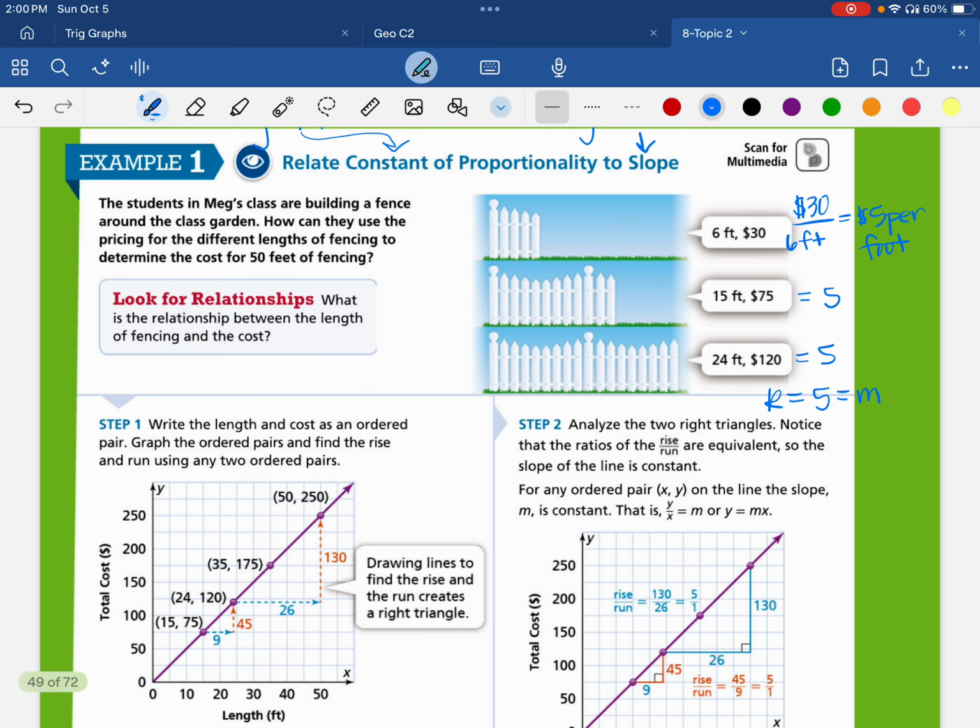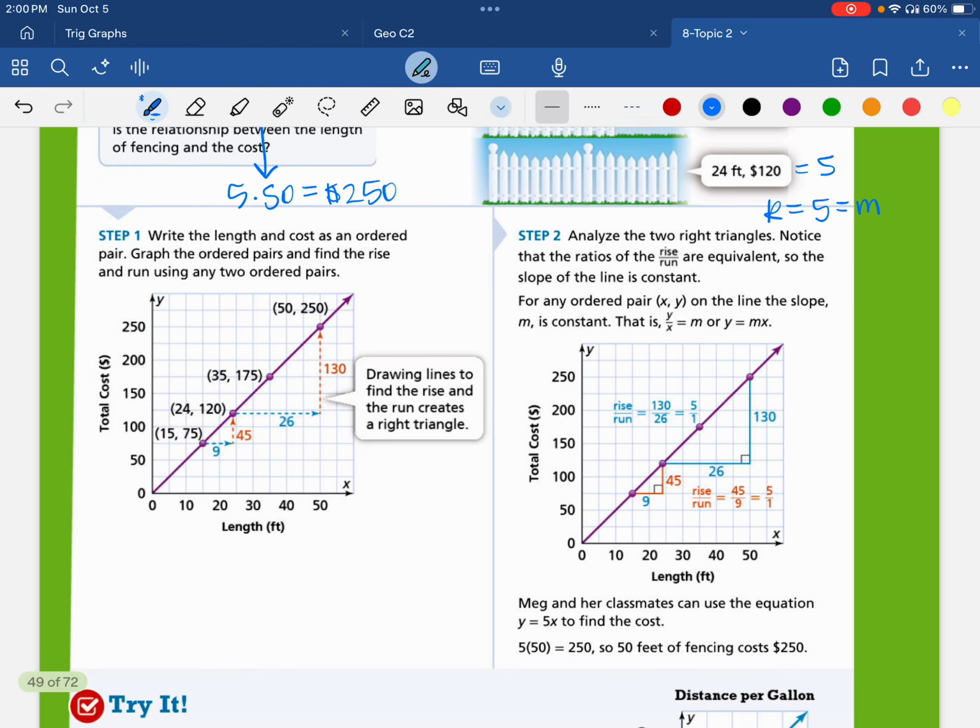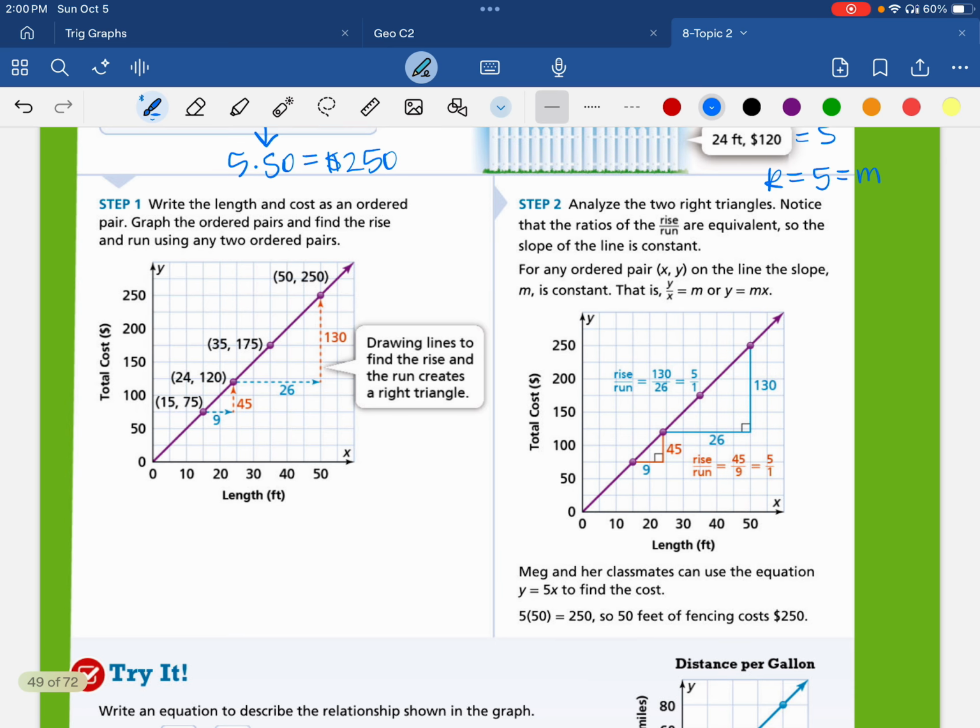And the question that they ask is, how can they use the pricing for the different lengths of fencing to determine the cost for 50 feet of fencing? Based on the information that we were given, we found that the fencing costs $5 per foot. So 50 feet of fencing would be 5 times 50, or $250. Now, the different representations that they use to find this, I've just shown you using the ratios.